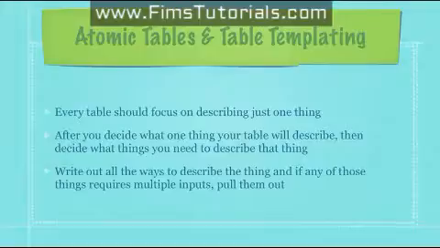Then after you decide what one thing your table will describe, such as we had students, then what you need to do is decide what things you need to describe that thing. Then you're going to write out all the ways to describe that thing, and if any of those things require multiple inputs, pull them out and create a new table for them. So for example, with our students, if we had a list of past classes and past performance, we would put that in another table.